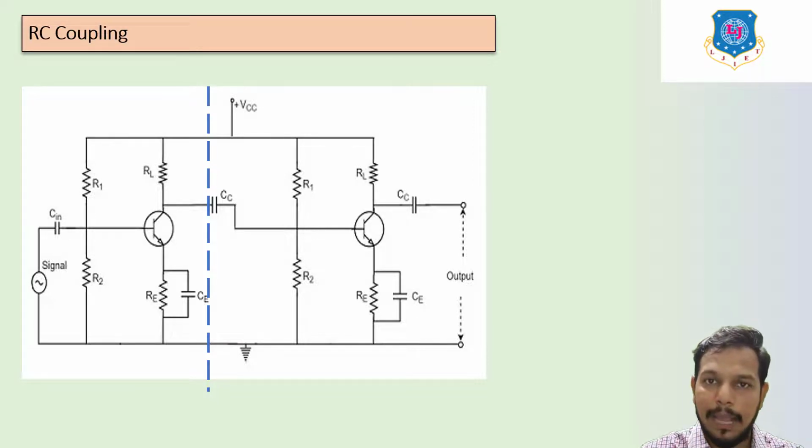Then you will get an amplified version of that input. So finally, you will get a 180-degree phase shift, which means your first input and your final output are in the same phase. That's why we have to use two different stages of this amplifier.